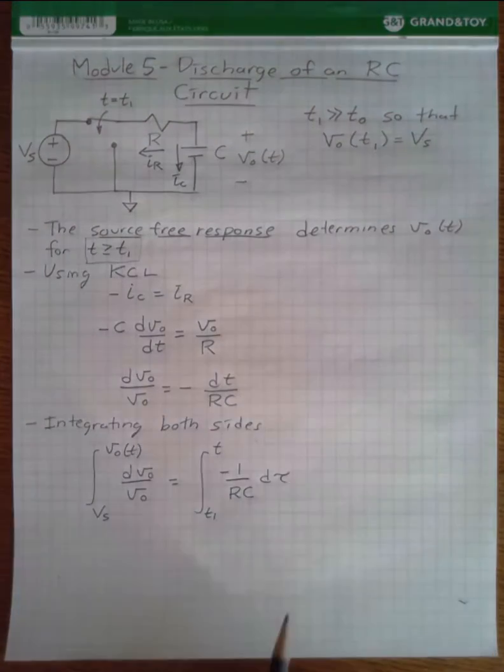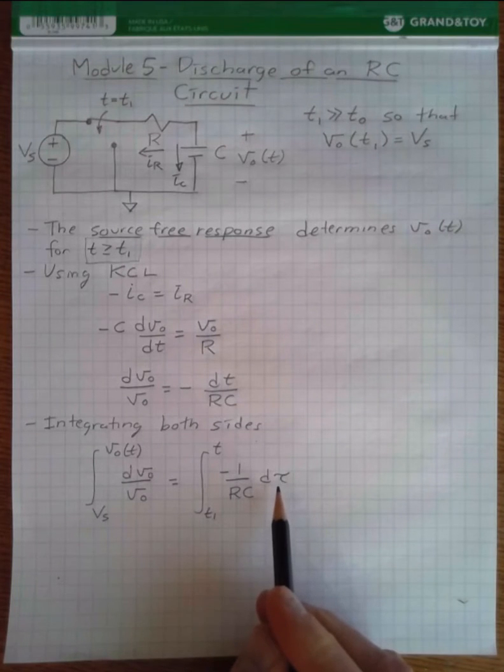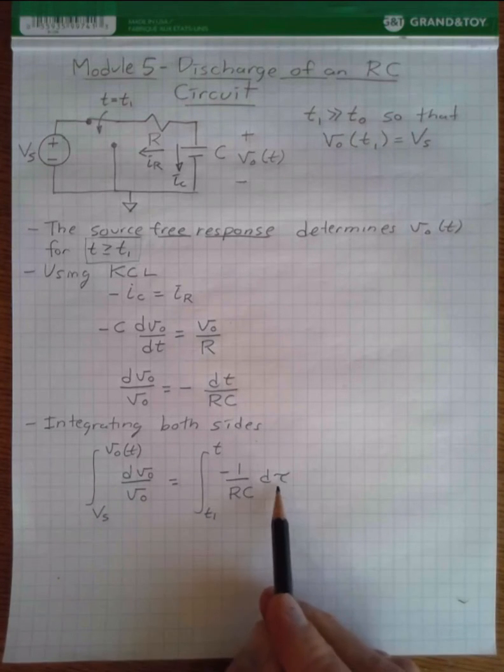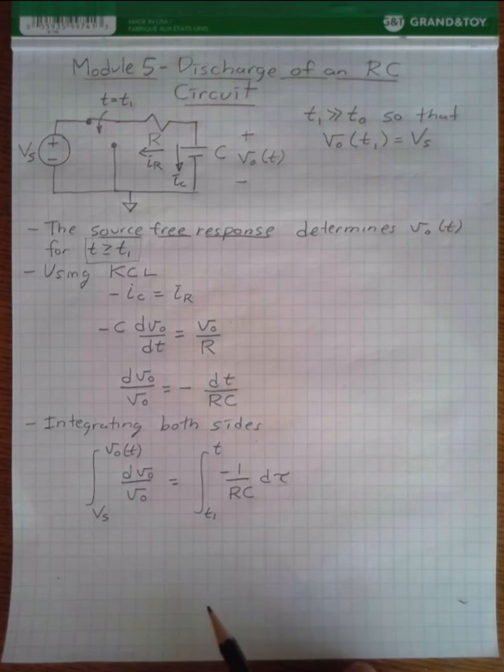This time I'm going to use d tau. Like I said in module 4, I used the same variable t of integration and the limit here, but I really shouldn't have. I should have used a different variable here, so I'm going to fix that in this module.